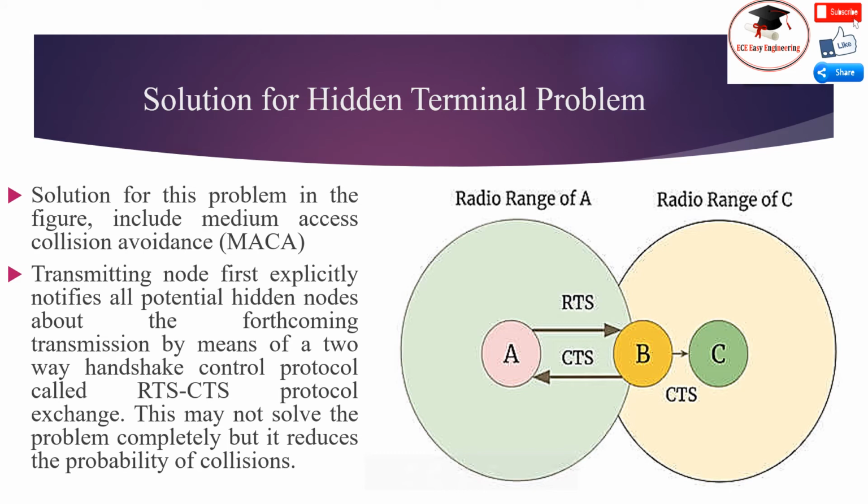Solution for hidden terminal problem is given here. Solution for this problem is given in the figure that includes medium access collision avoidance, MACA. Here we see there are two networks and there are three nodes A, B and C, and the ranges of the two networks are given. The transmitting node first explicitly notifies all potential hidden nodes about the forthcoming transmission by means of a two-way handshake control protocol called RTS-CTS protocol exchange. This may not solve the problem completely, but it reduces the probability of collisions.